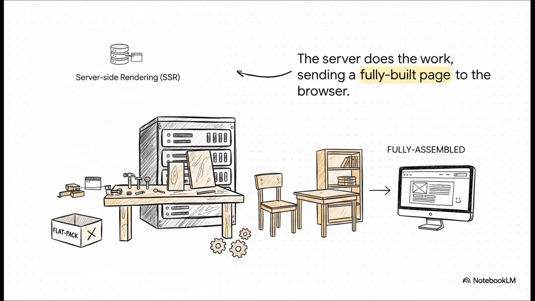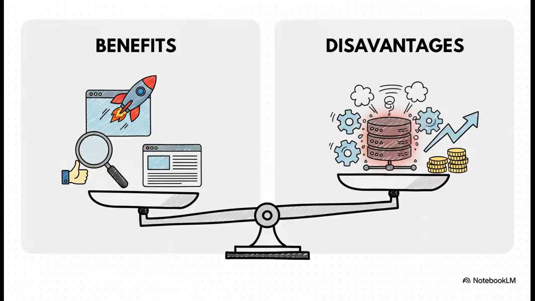Let's go back to our analogies. If CSR is a flat-pack IKEA set, SSR is like ordering bespoke, custom-built furniture. The workshop, our server, builds the entire page specifically for that user's request. It arrives at the browser fully assembled, painted, and ready to go. The user sees content almost instantly. No waiting, no building. And the benefits are huge, right? You get that lightning-fast initial load, and when the Google crawler comes knocking, it sees a full, complete page. Perfect for SEO.